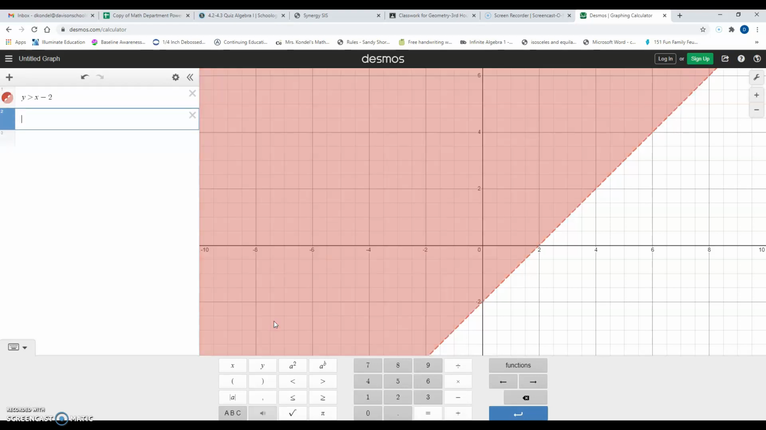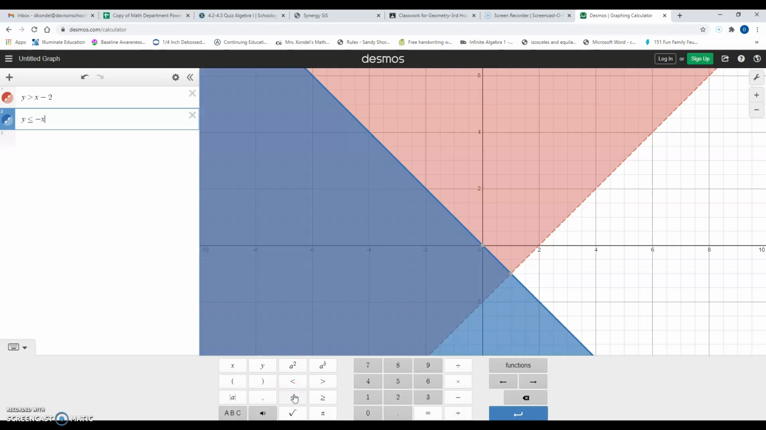Today, though, you're going to get a second one. So you need to press enter, and then you're going to plug in the second one. So like y is less than or equal to negative x plus 1. So then this pops up.